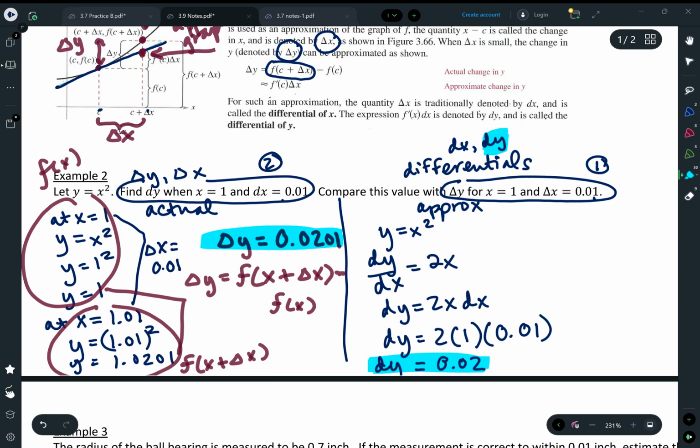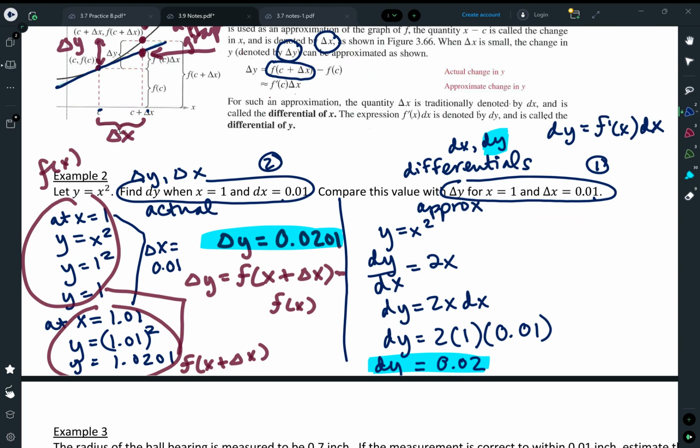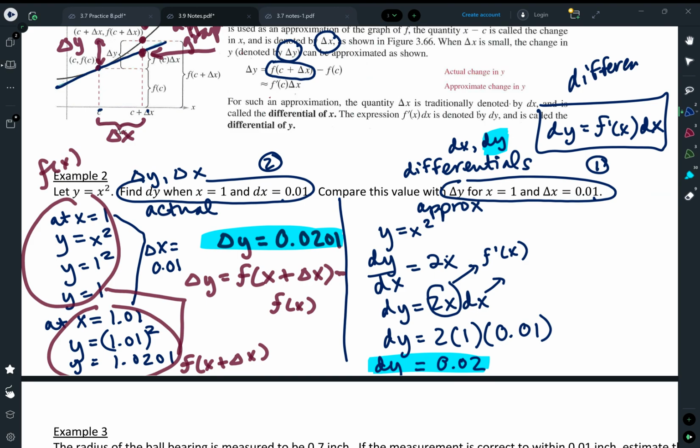So in order to find dy, dy is going to be my derivative and then my dx afterwards. And that's what I did here, right? I had dy/dx, I took a derivative, and then I shifted the dx over. So this part right here is like my f prime of x, and this part's my dx. So this is what a differential is. And more on that in a minute.